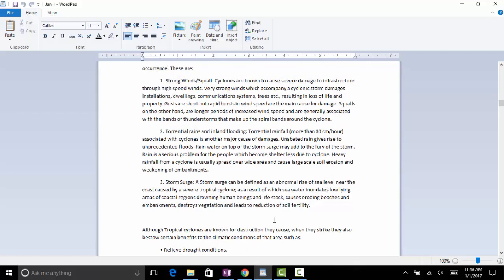Then there is one phenomenon that is linked to tropical cyclones, that is storm surge. Storm surge. What is that?